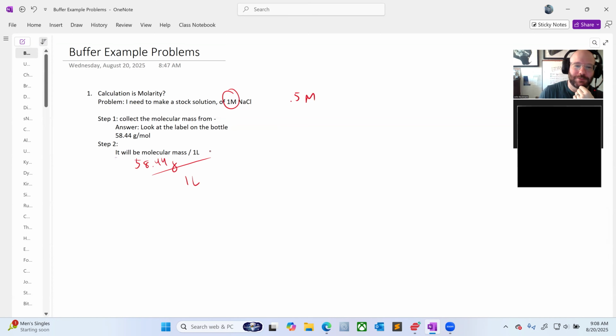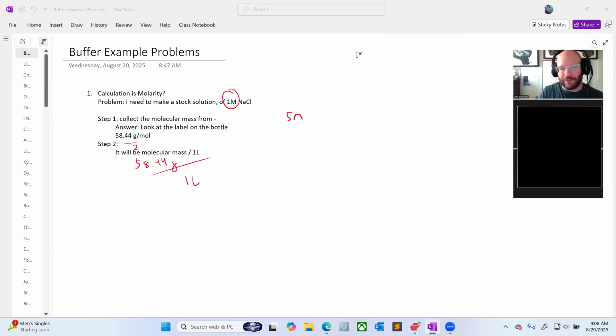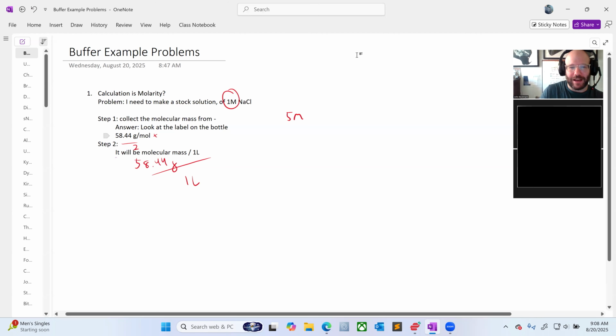Divide 58.44 in half. Yes. So you'd take half of this, so it'd be that divided by 2. Or if the other thing you said is 5 molar. If I wanted 5 molar, yes, if you wanted 5 molar, in contrast, you would multiply that by 5.